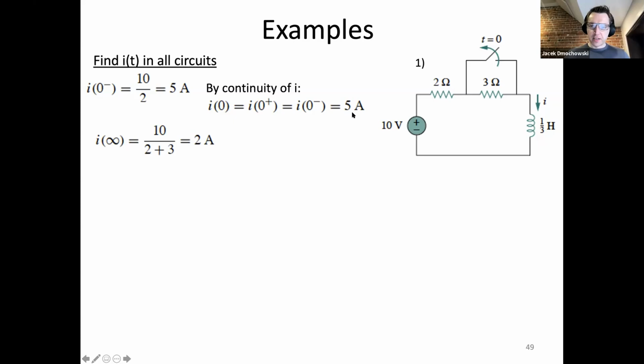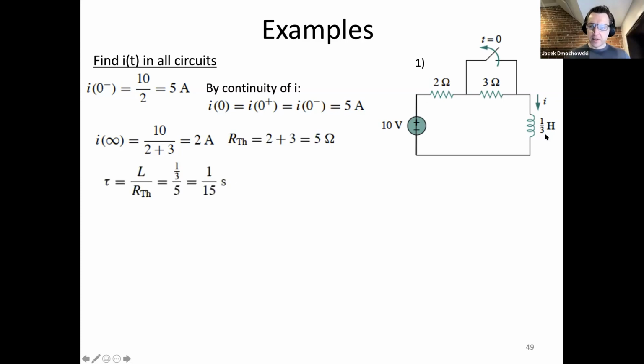So for the time constant, we're going to short circuit any independent sources, right? So this becomes a short. And this switch will be in the open position because we always look after time 0. And then we look from the point of view of the resistor, how much resistance does it see? Well, it sees the 3 ohms and the 2 ohms in series, right? So it sees a total of 5 ohms.